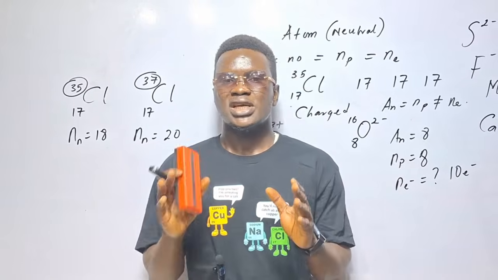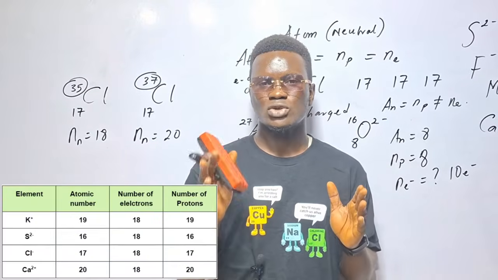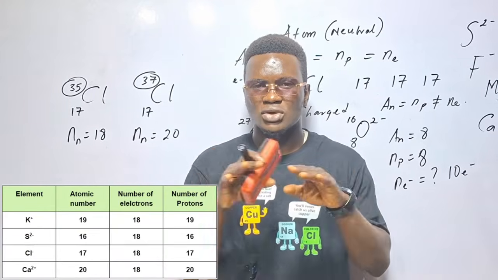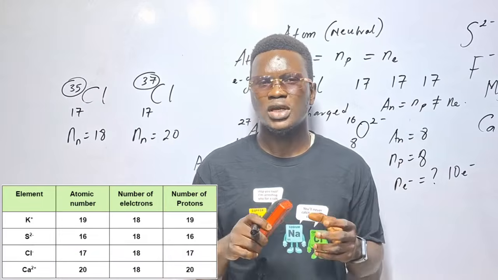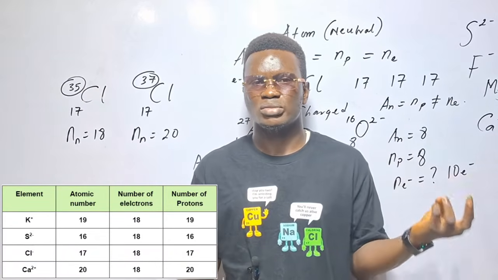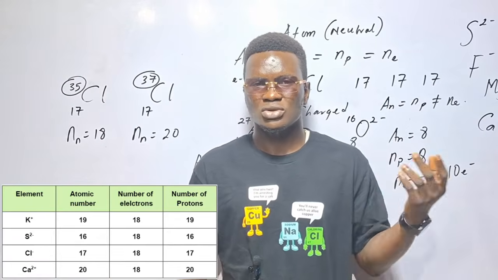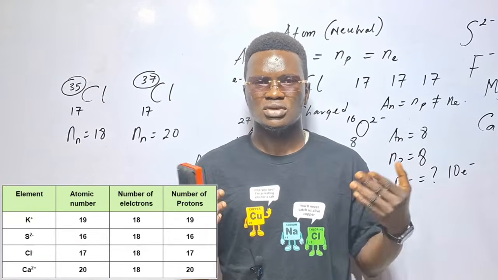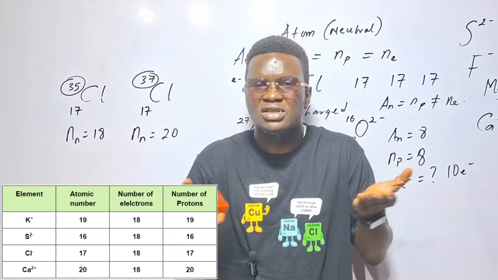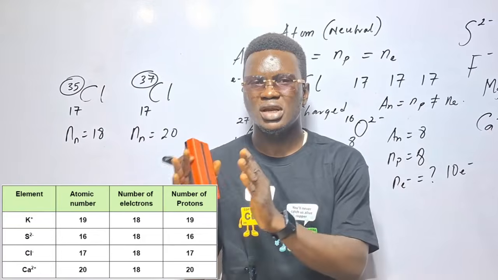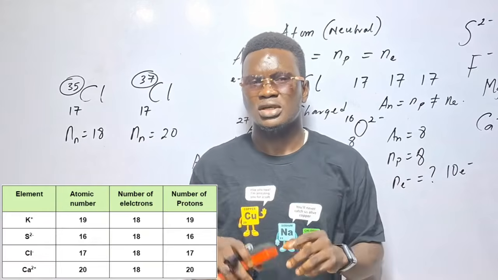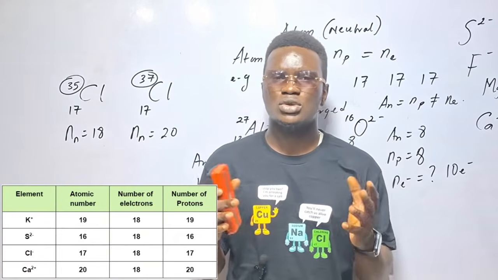For example, so check these ones out. K+, S2-, Cl-, and Ca2+. For these ions that you have, determine their number of electrons. K+, what do you think the number of electrons is? It has lost one. That's going to be 18. S2- is also going to be 18. Cl- is also going to be 18. And Ca2+ is also going to be 18. So they all have the same number of electrons or the same electronic configuration. So they are said to be isoelectronics.